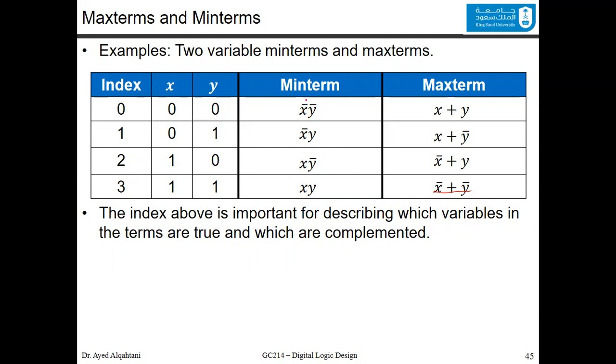Also, you should notice that if you know the min terms, you can easily find the max terms by applying De Morgan's law. So if you have x bar y bar, for example, this is the min term. If you want to find the max term, you will apply De Morgan's law. So you will break the line and change everything below. It will be x or y.